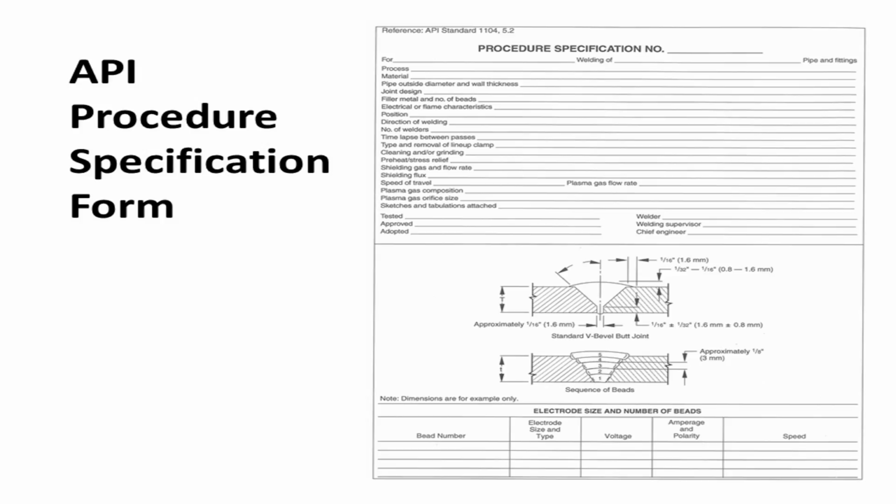Okay, this is the API procedure specification form. It's their version of the AWS and ASME WPS. APIs are a lot simpler than some of the other codes. And this is the same as the PQR. This is the API form.